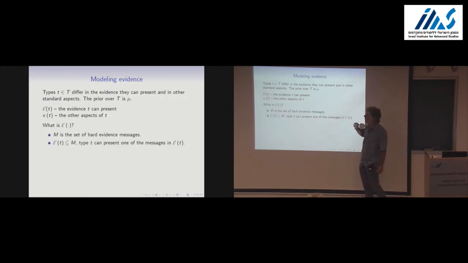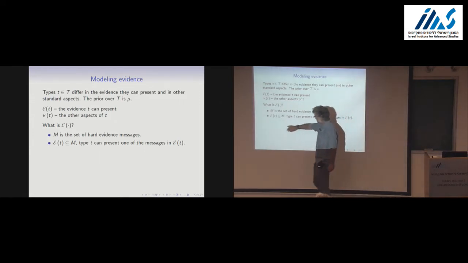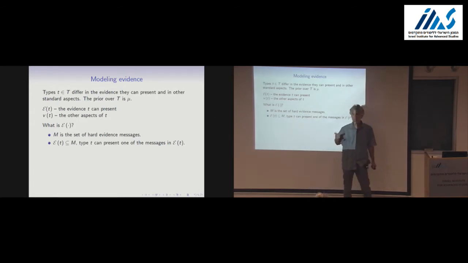So what is E? Let's define carefully what the evidence structure is. We're going to start with a set M of possible hard evidence messages. These are all the pieces of evidence that someone might be able to present. The evidence that a type can present will be a subset of that. So each type will be able to present a subset of the available pieces of evidence.